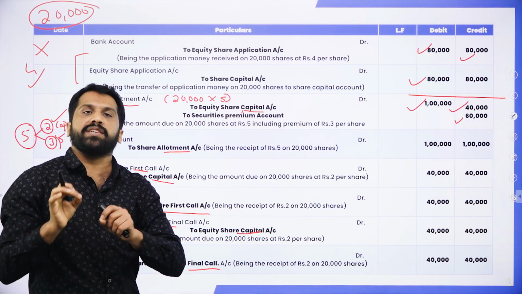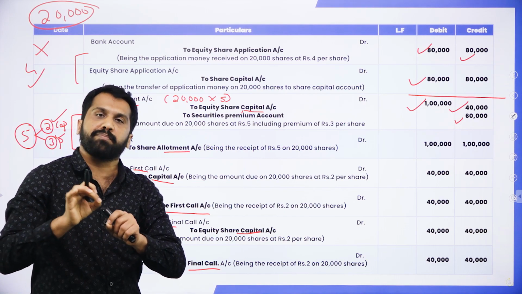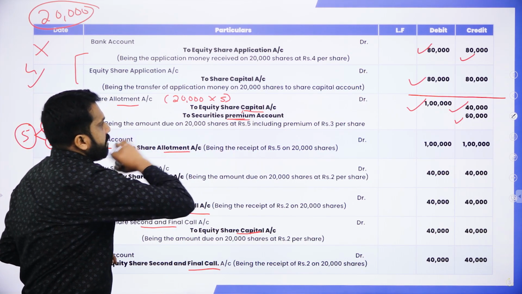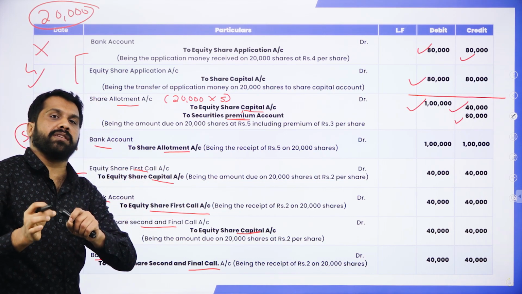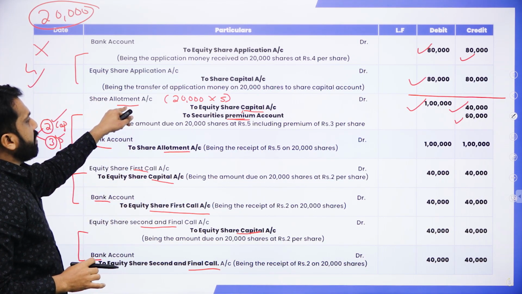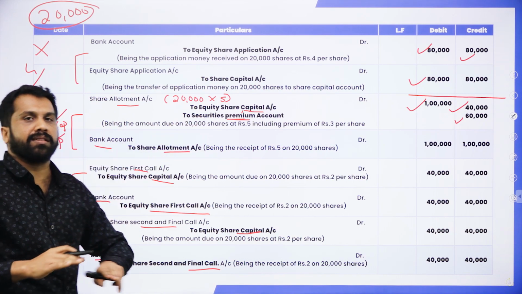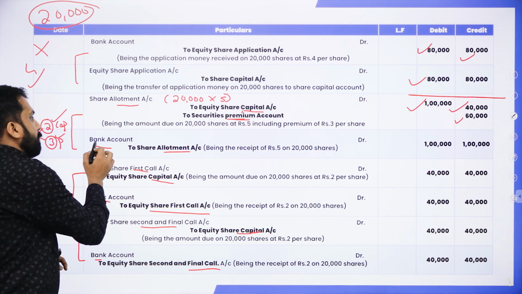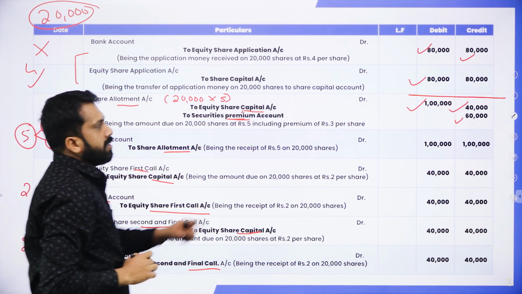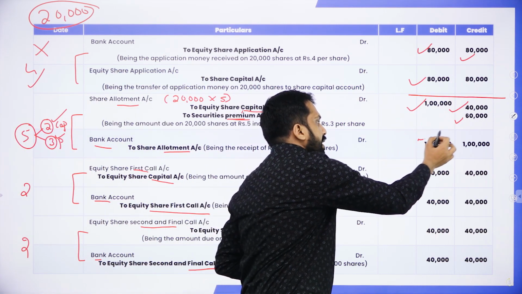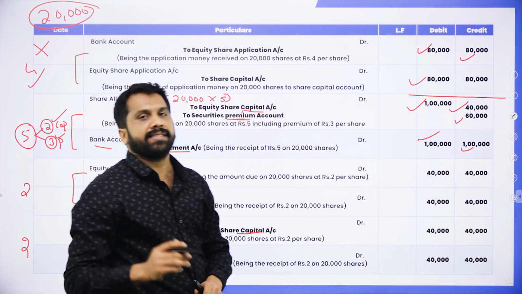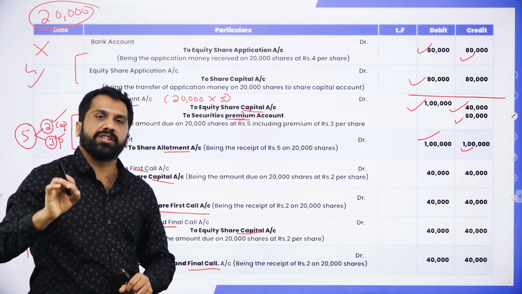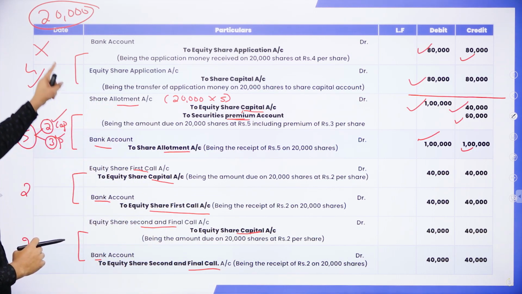In your problem, if you have the word premium, then the extra premium will be added. If the word premium is not there, it is allotment to share capital. Done. Clear? So, after that, bank account to share allotment, same value, 1 lakh, 1 lakh. Same value should be copied. Next, share first call. Similarly, number of shares, how much?